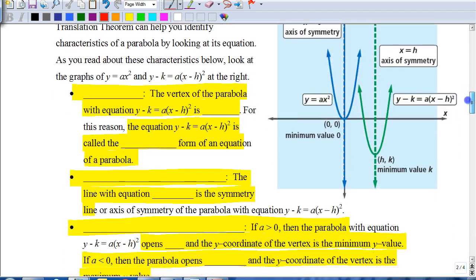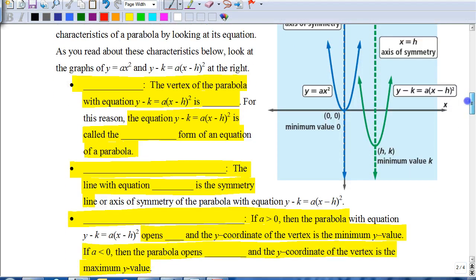Now you're going to want to pause this video and write down what I have highlighted here at some point, because these are all very important pieces. So let's go through what each of these are. Now what we're going to talk about is an easier way to graph a parabola, because we've done a lot of graphing, especially with absolute value functions.